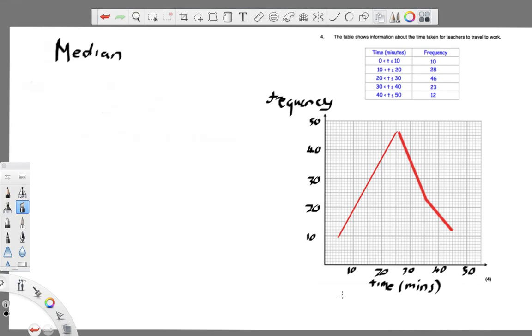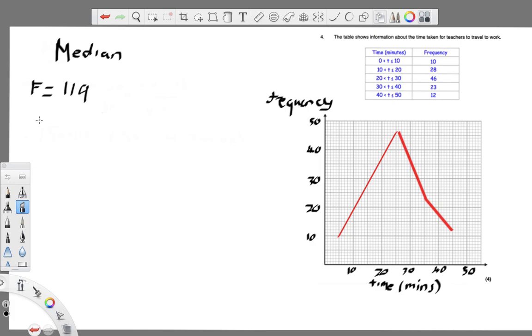So we're now going to find the median, or an estimate for the median for this data. How are we going to do that? Well, we will start in exactly the same way that we did with our histogram data. We will find the frequencies, the total frequency. If we add that up, so 10 plus 28 plus 46 plus 23 plus 12, and that comes out 119. So the total frequency is 119. So to find the median, we find the middle value, so we divide by 2. So 119 divided by 2.